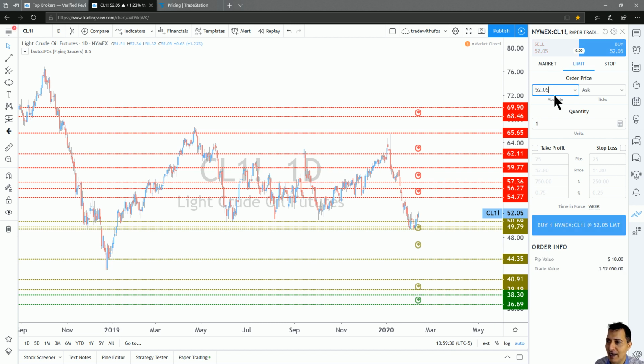The moment you type entry, stop, and target, and then you type how many dollars you want to risk, it will tell you how many contracts to use in the trade to manage your risk. It's super powerful, super handy, super convenient.